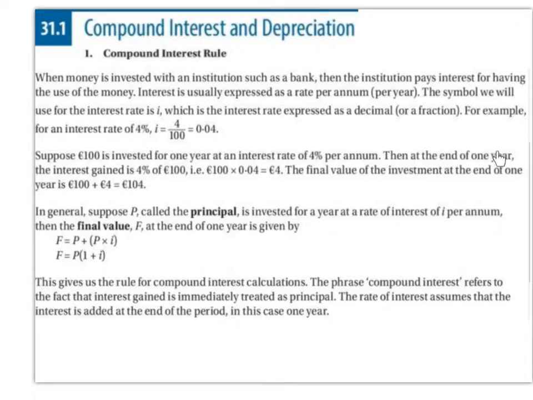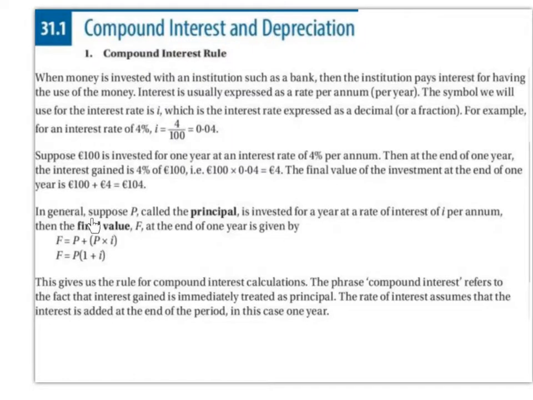Then at the end of 1 year, the interest gained is 4% of €100, i.e. €100 times 0.04, which is €4. The final value of the investment at the end of 1 year is €100 plus €4, which is €104.